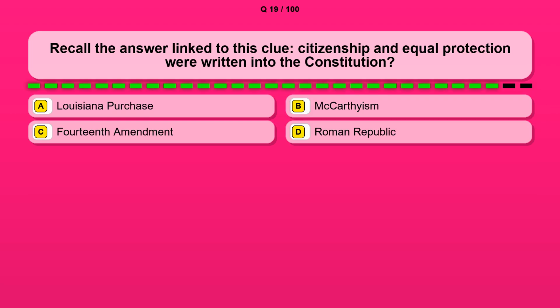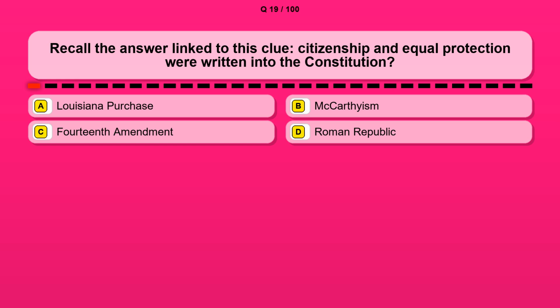Question 19. Recall the answer linked to this clue. Citizenship and equal protection were written into the Constitution. Option A, Louisiana Purchase. Option B, McCarthyism. Option C, 14th Amendment. Option D, Roman Republic.